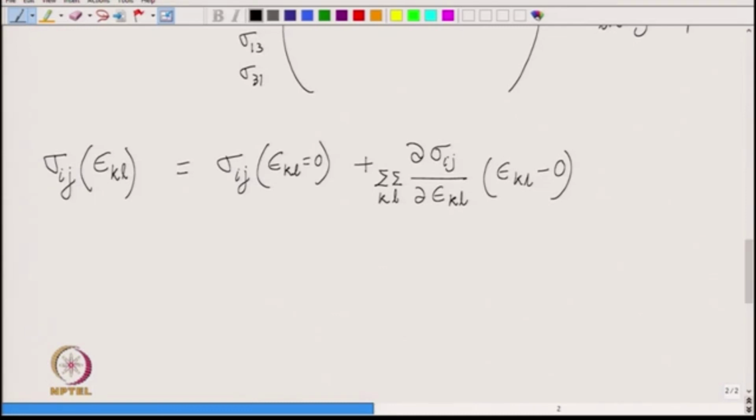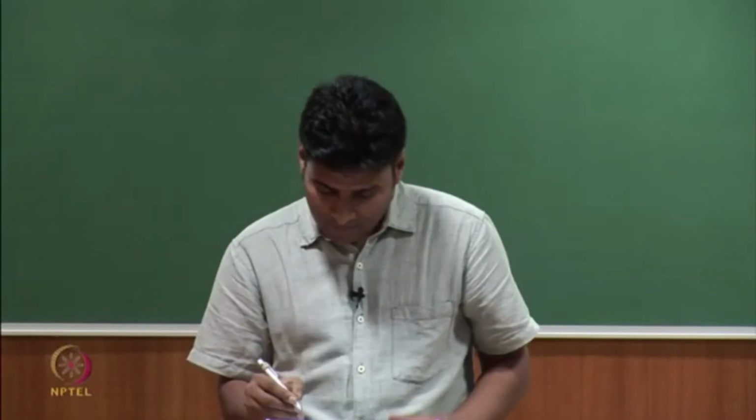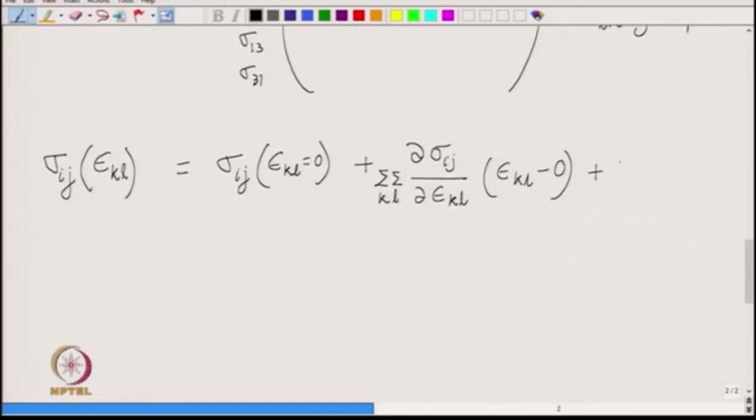Okay. So, that is the first term, and then the second term in the Taylor expansion, we also have the higher order terms. So, it would be 1 over 2 factorial, then del 2 sigma i j over del epsilon k l times del epsilon m n, into epsilon k l into epsilon m n, plus dot dot dot. So, you can keep on going.